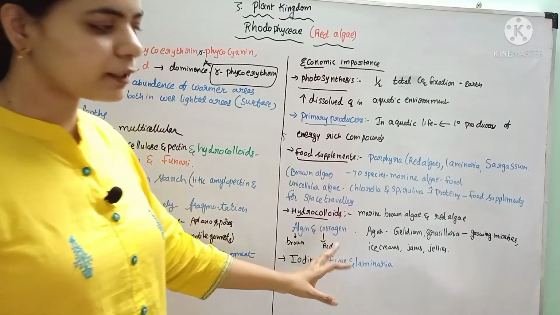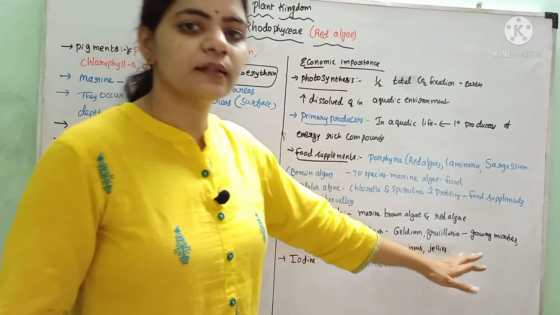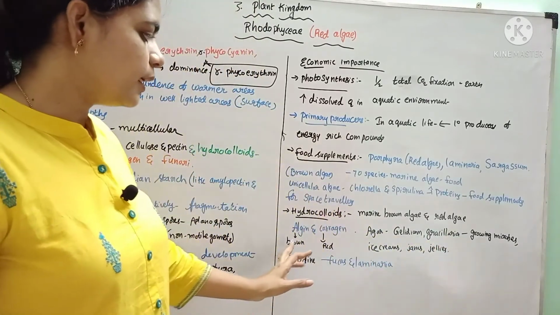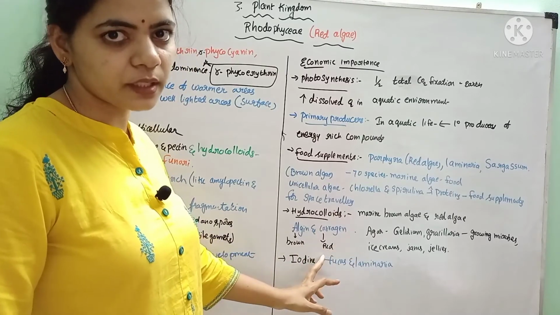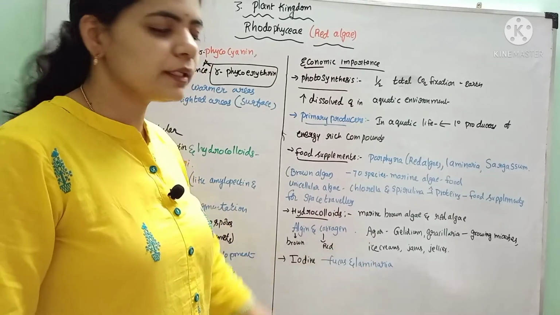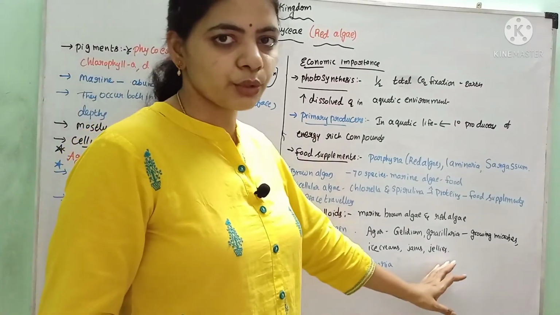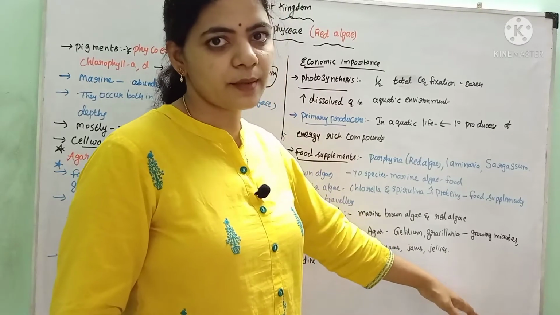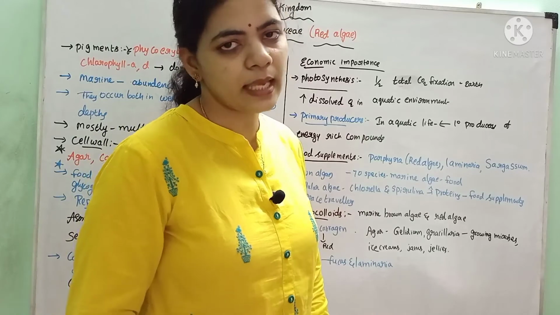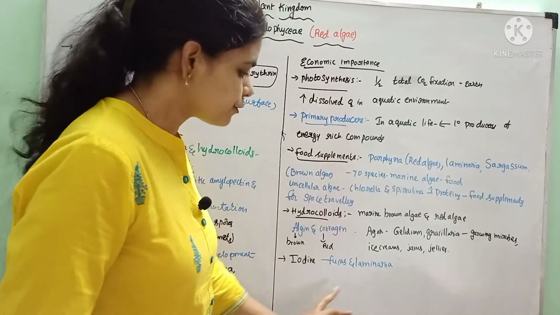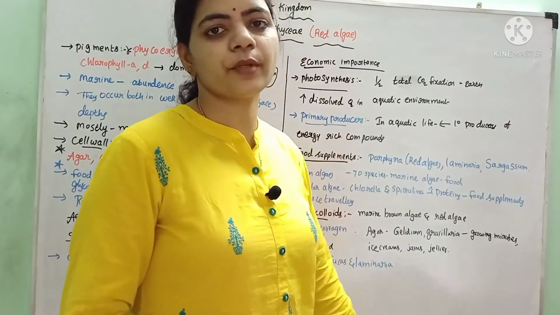And hydrocolloids produced in the cell walls of the brown algae and red algae are used commercially. Examples: algin from the brown algae and carrageen from the red algae. And agar is produced from the Gelidium and Gracilaria species, and is used for growing microorganisms in laboratory culture media, and also for making ice creams, jams and jellies. Iodine produced from the brown algae like Fucus and Laminaria is also used as a food supplement.